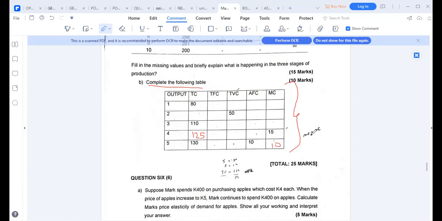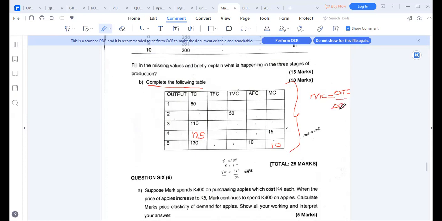Colin, sorry, go back to how we got 125. We added the 15 to the 110 because we know this is marginal cost. Remember, marginal cost is what? Change in total cost over change in what?